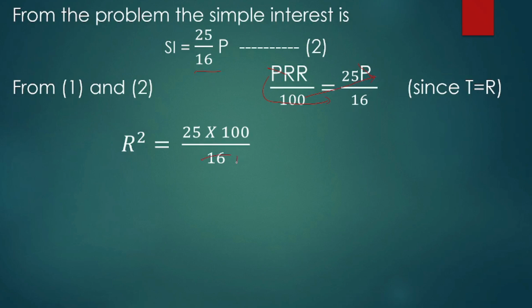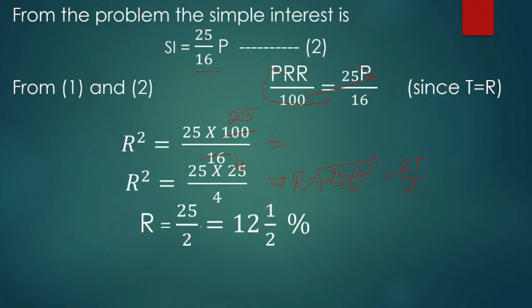If we cancel, 4 4s are 16, 4 2s are 8, and 25 4s are 100. This means R square equals 25 into 25 by 4. Now R becomes the root of 25 into 25 by 4. So we have to take the root: the root of 25 into 25 is 25, and for 4 it becomes 2. So the R value is 25 by 2. Converting the improper fraction to a mixed fraction, 2 12s are 24 and 1 by 2, so 12 and a half percent. So the rate of interest in this problem is 12 and a half.